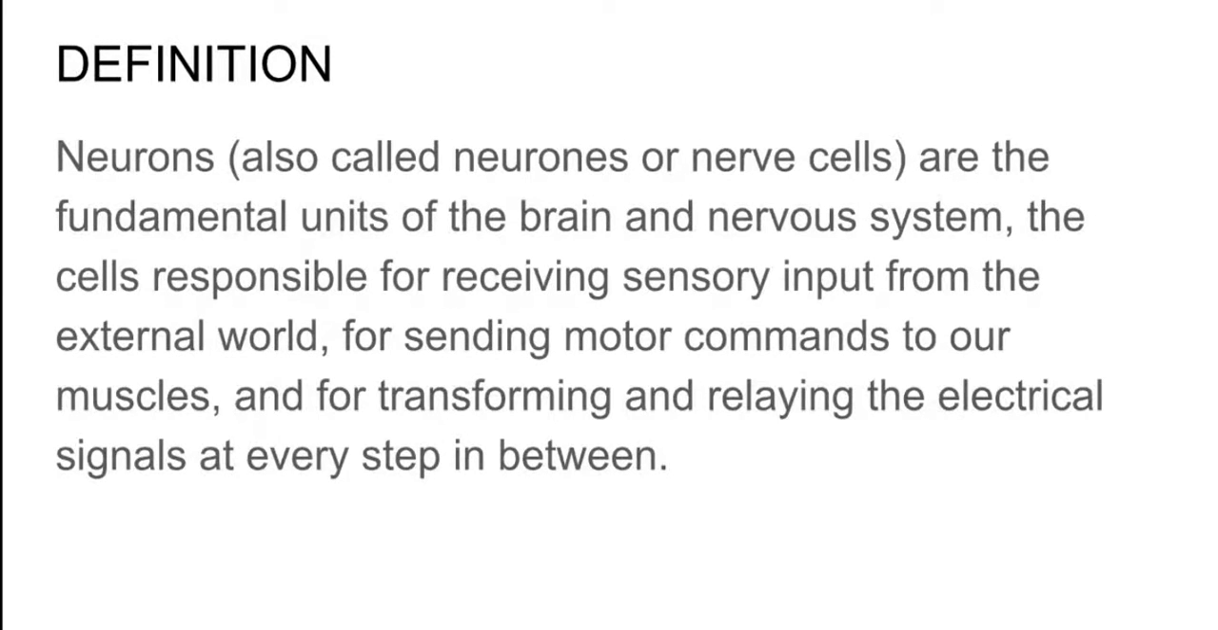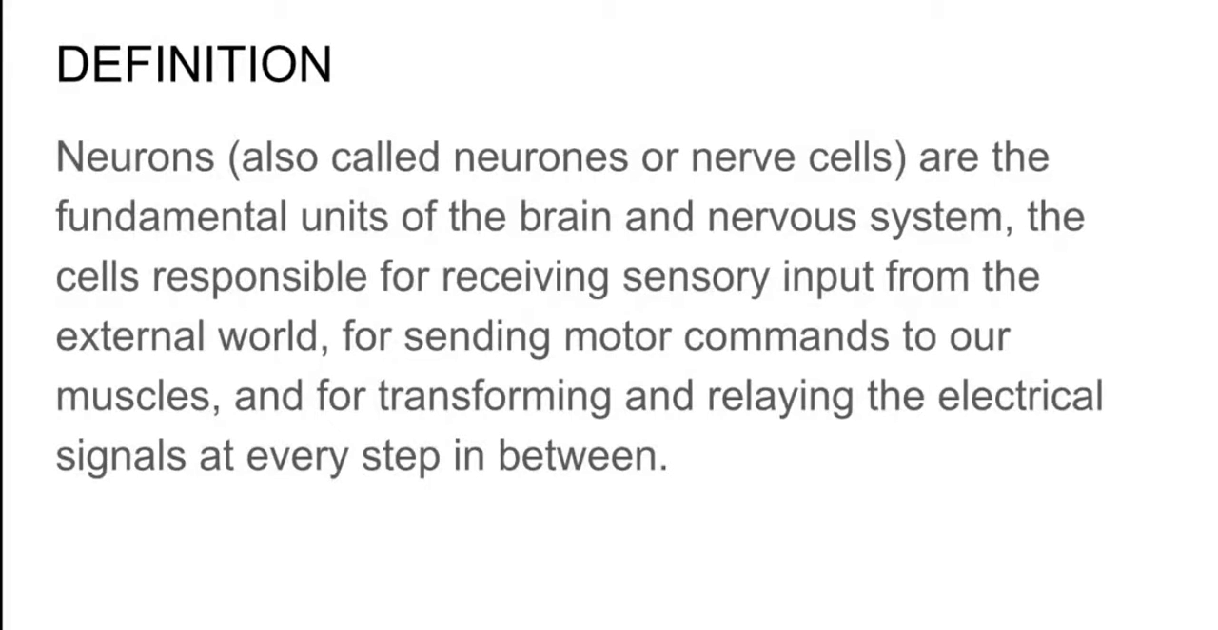Definition of neuron. Neurons, also called nerve cells, are the fundamental units of the brain and the nervous system. The cells responsible for receiving sensory input from the external world, for sending motor commands to our muscles, and for transforming and relaying the electrical signals at every step in between.